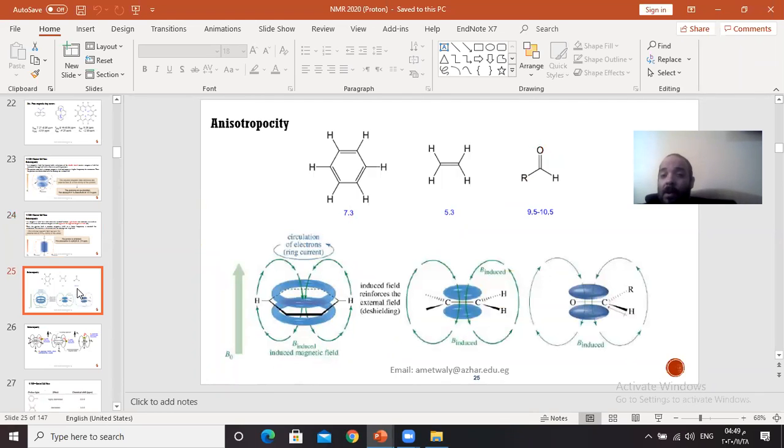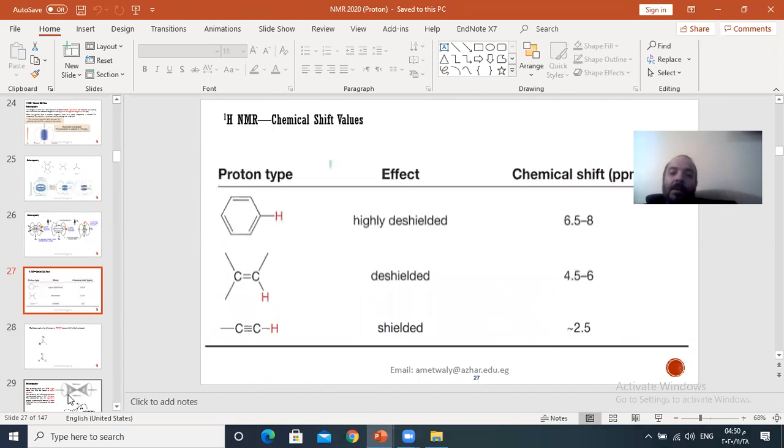So to review what we said: in the aromatic ring, the protons are highly deshielded and appear from 6 to 8. In the double bond, the olefinic bond, they are deshielded also and appear from 4.5 to 6. The carbonyl is also very important; we will talk about it a few minutes later. And in the acetylene bond, it is predicted to appear at 2.5.